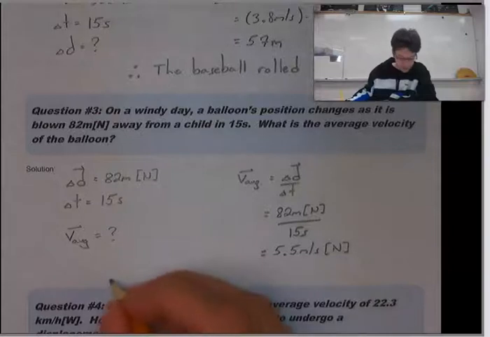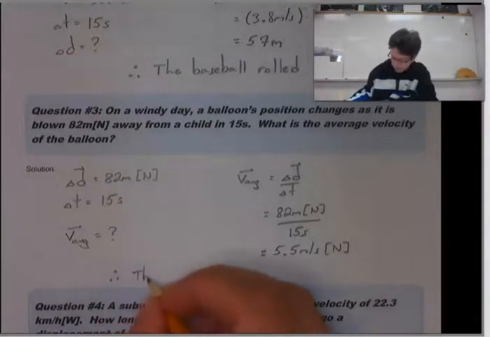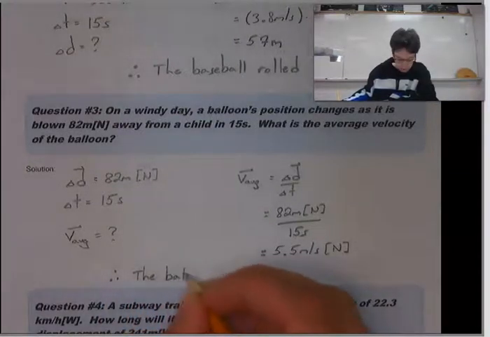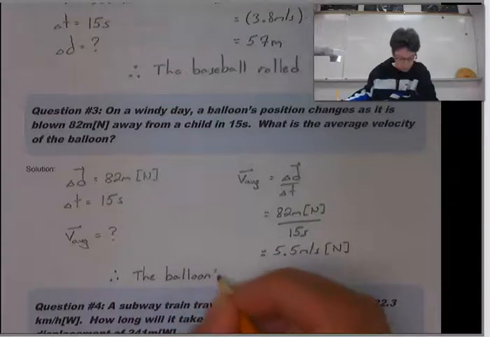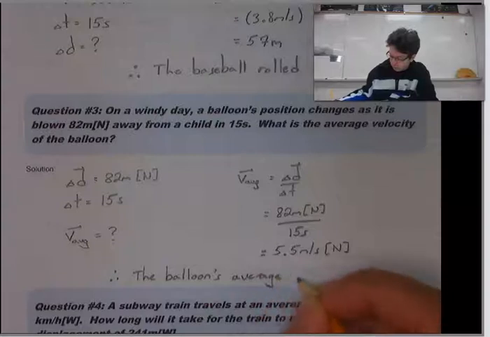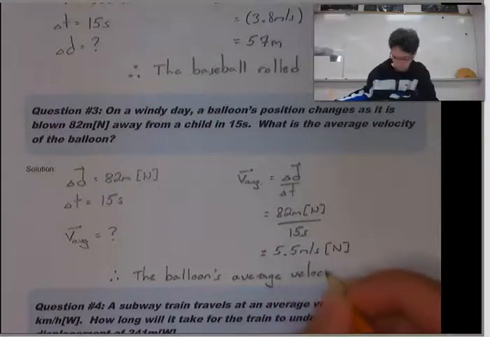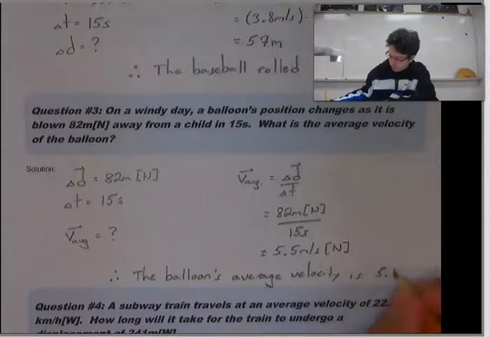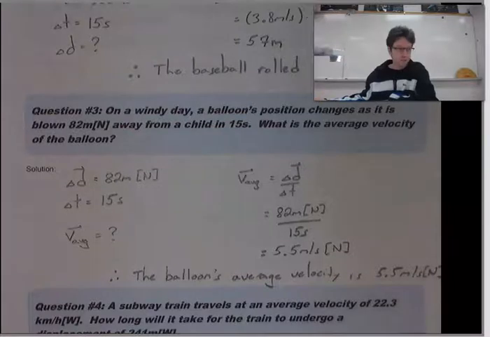Then we just need a paraphrase. Therefore, the balloon's average velocity is 5.5 meters per second north.